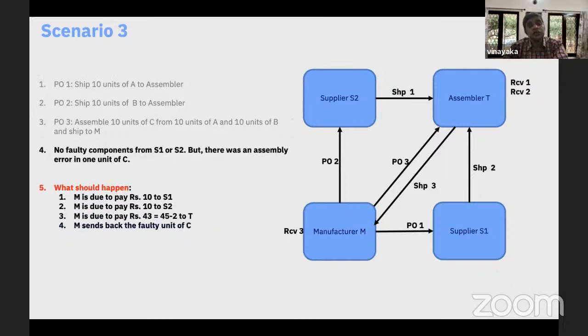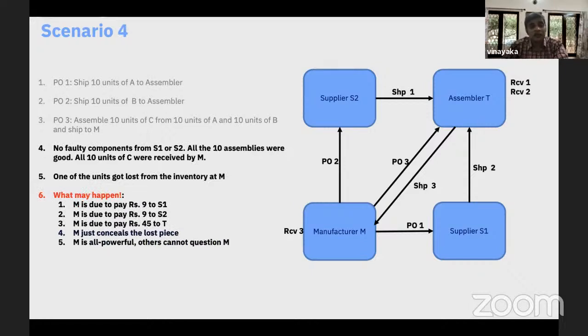There could be another situation wherein there was no faulty component from either S1 or S2, but there was an assembly error at C, right? In this case, M has to pay 10 rupees each to both S1 and S2, but M should pay 43 rupees to T because 45 rupees he owes for doing the assembly of 9 pieces, but T has actually wasted 2 units, and therefore that has to be penalized, right?